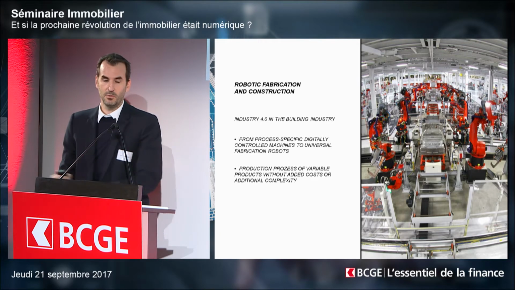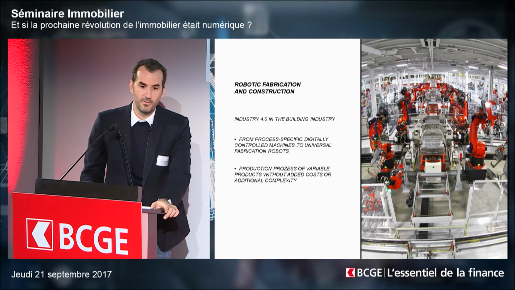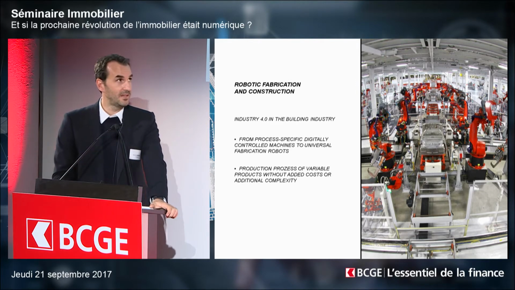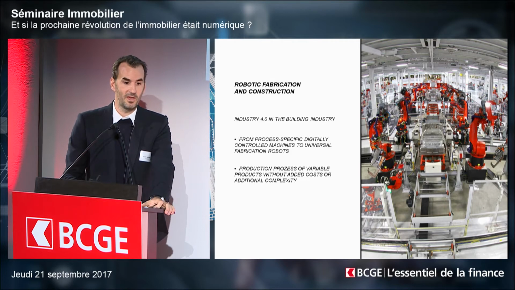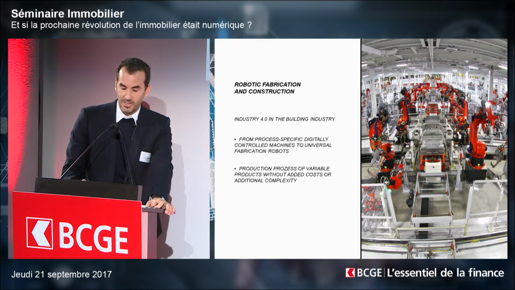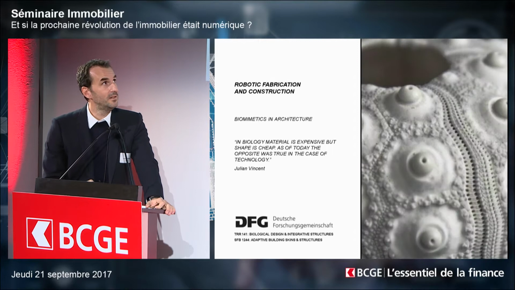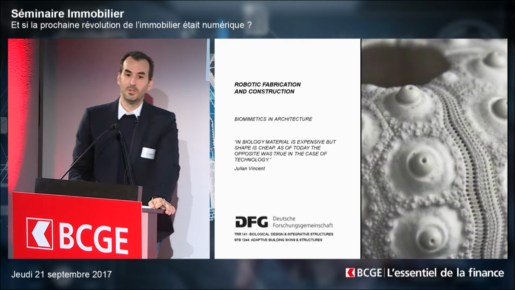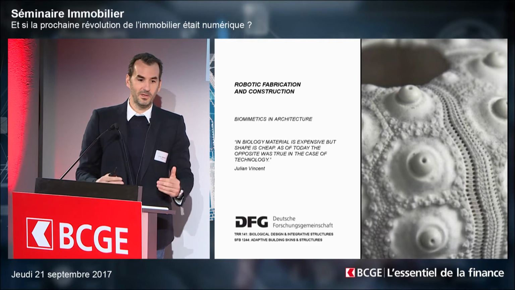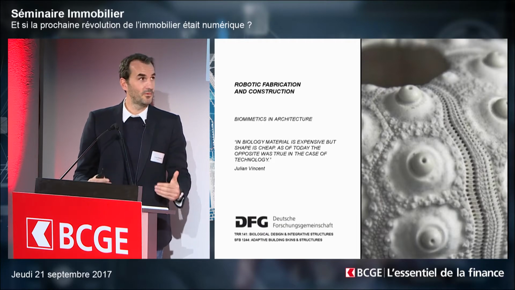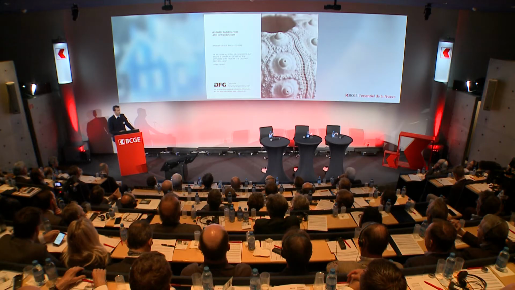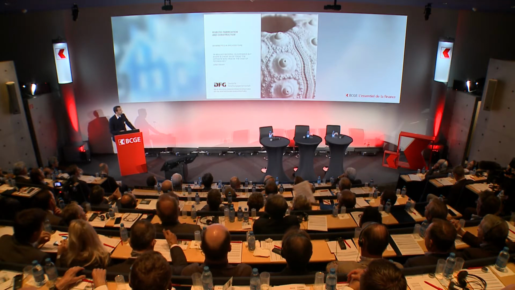Very different than we usually think about digital machinery, which is usually the computerized equivalent of something that existed before. The consequence of that is that we have production processes that can actually produce variable products without added costs or additional production complexity. Now, that has a fundamental consequence for the building sector. Because in the building sector, we used to always think about the economy of scale as something that relies on the repetition of the same part as often as possible, which is really the consequence of the first industrial revolution.